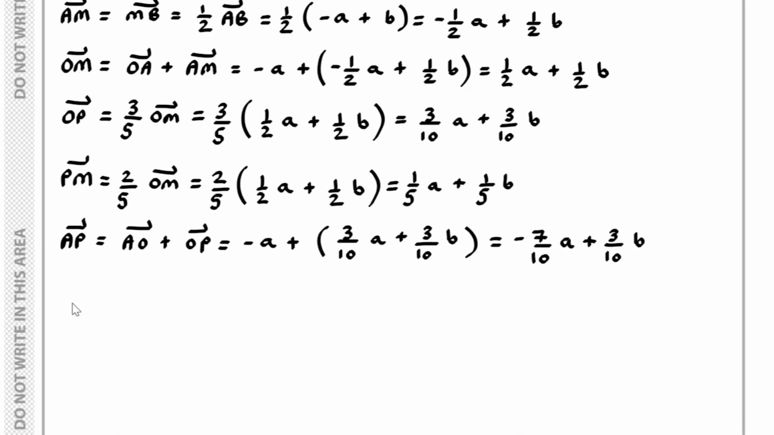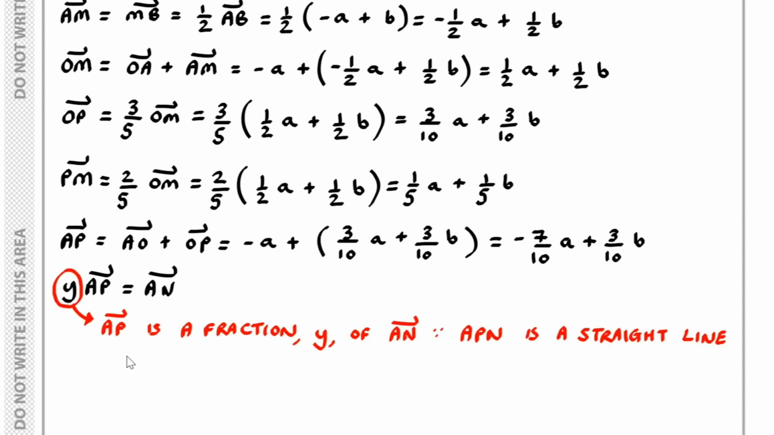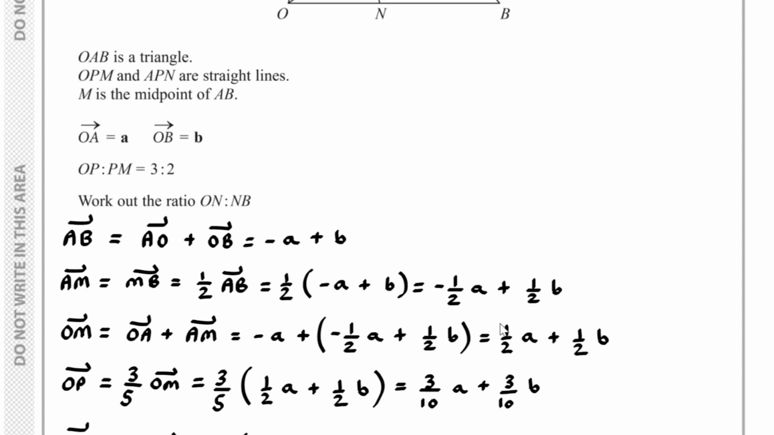So let's write that down. If I write that down, we've got y times by AP, which is equal to AN. What I'm saying over here is that AP is a fraction y of AN, and that's because APN is a straight line.